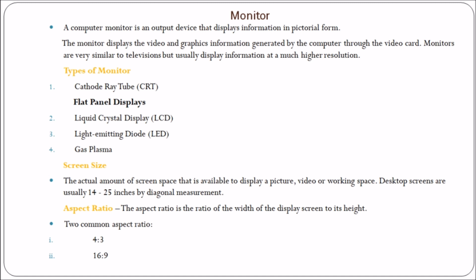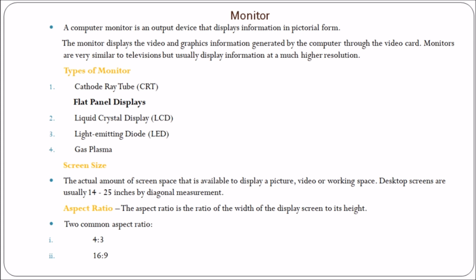Monitor. A computer monitor is an output device that displays information in pictorial form. The monitor displays the video and graphics information generated by the computer through the video card. Monitors are very similar to televisions, but they usually display information at a much higher resolution. Types of monitors: cathode ray tube, flat panel displays, under that LCD, liquid crystal display, light emitting diode, that is LED, and gas plasma.